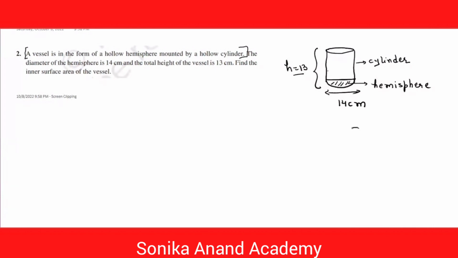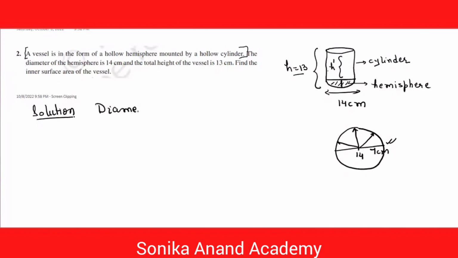Now one thing, whenever you make any circle, this is your diameter, that is 14 centimeter, and this radius is 7 centimeter. And the value of the radius is equal in all directions. So from here to here, this is also 7 centimeter. So what is the remaining height? That was the height of the cylinder. So how will you write the solution? The remaining will be 6 centimeter.